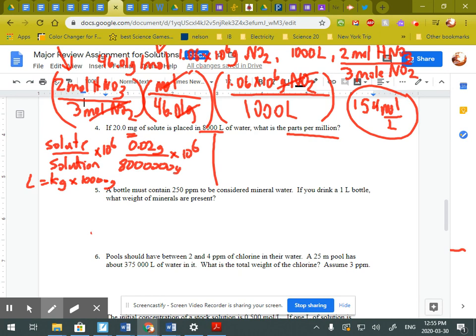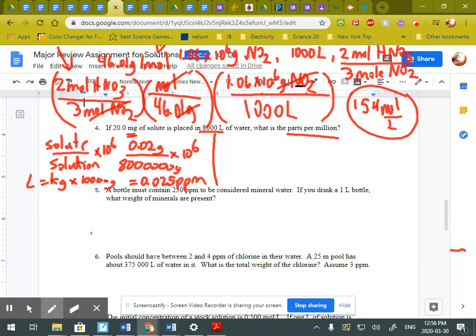So now my units on the top and the bottom are the same. Divide that by 8 million, times 10 to the 6. And I get parts per million is 0.025 parts per million.